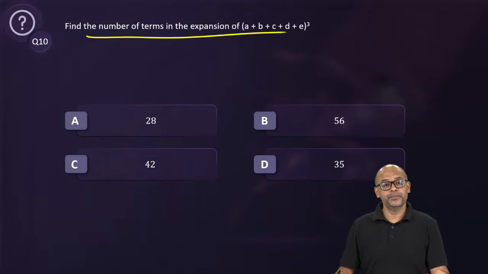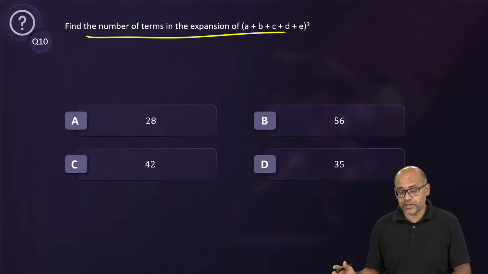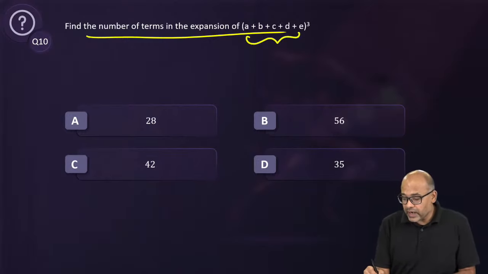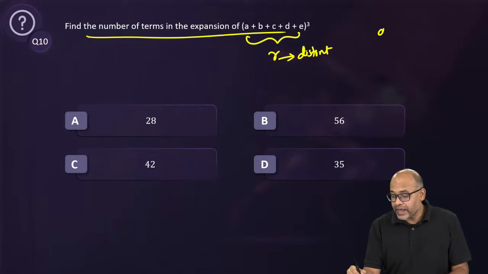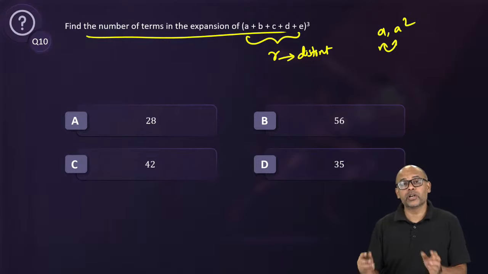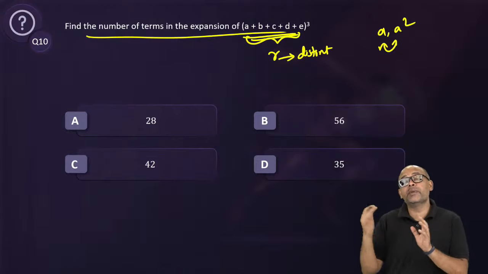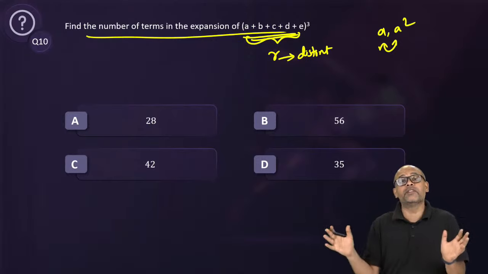Any answers? So the formula here is very straightforward, guys. When you have R variables, but remember R distinct. Distinct means you cannot have A and A square in it. A and A square are not called distinct because one is derived from the other. So when you have R distinct, so A, B, C or X, Y, Z, all of them are different.